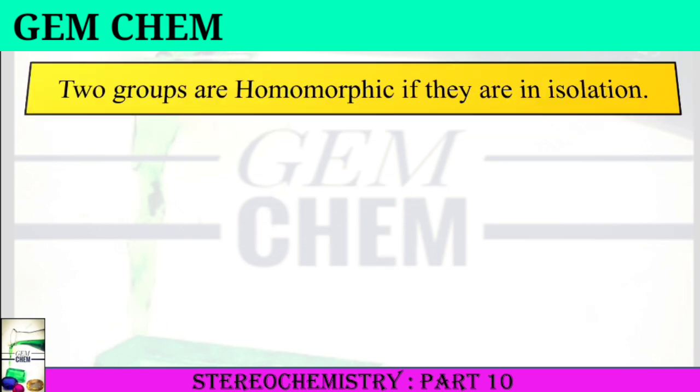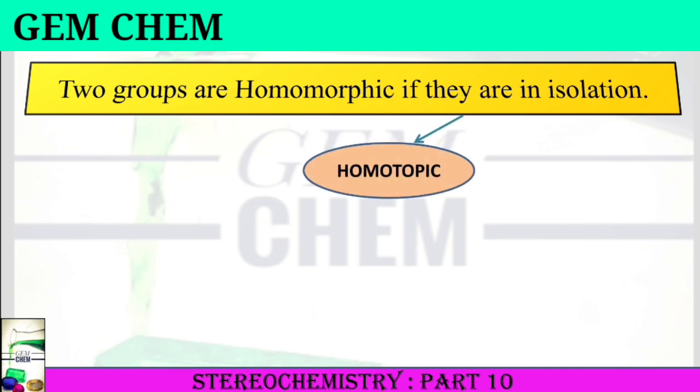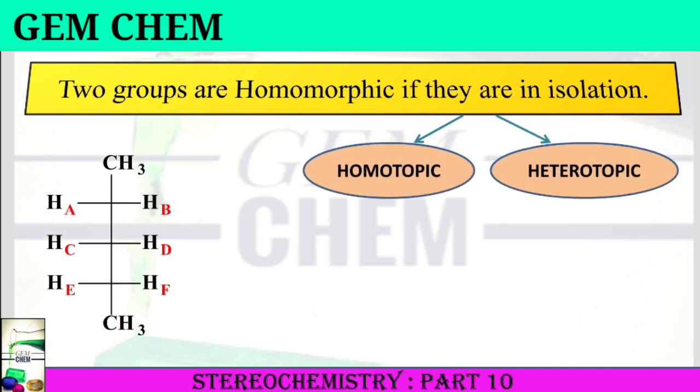Now let us start. Two groups or two atoms are considered to be homomorphic if they are connected in isolation to each other. Suppose we take this molecule as an example. Here, HA and HB are connected in isolation to each other, as a result of which they will exhibit topicity, and topicity is of two types, homotopic and heterotopic. Already one video on topicity is done in the channel.